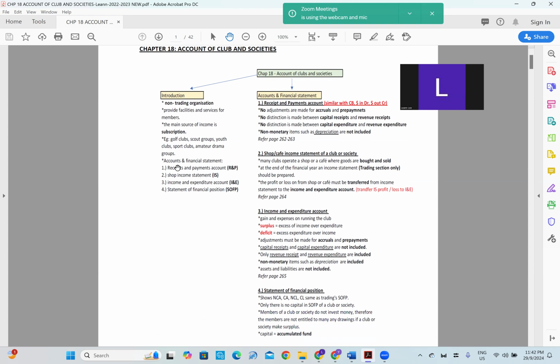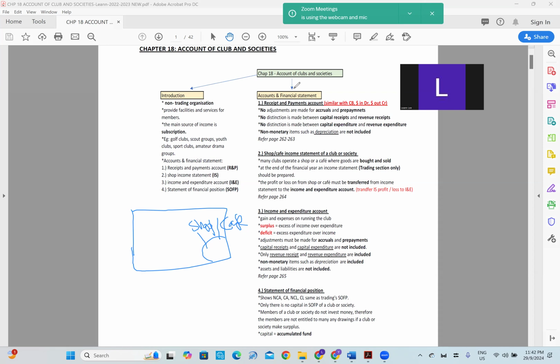So what are the differences between these four? The R&P, receipts and payments, acts as a cash book. Money received is the debit side, money paid out is the credit side. The shop income statement covers the shop. For instance, there is the clubhouse, and at the corner you have a shop to sell T-shirts, or a cafe to let members enjoy after their tennis, golf, or any other interest, hobby, club and society.